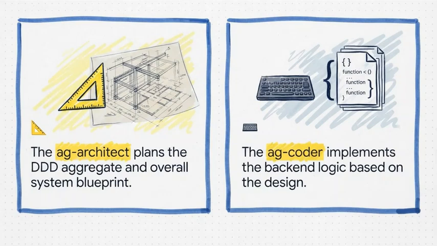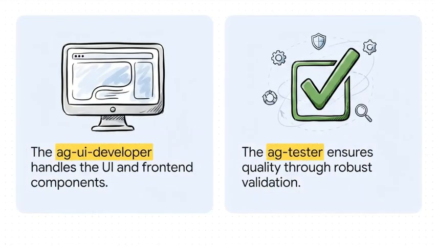Once that blueprint is good to go, it hands it off to the Ag Coder. The coder is your back-end execution specialist. It takes the architect's design and implements robust back-end logic using whatever stack you chose: Python, Go, Java, you name it. Building on that, we round out the team with the front-end and quality assurance roles.